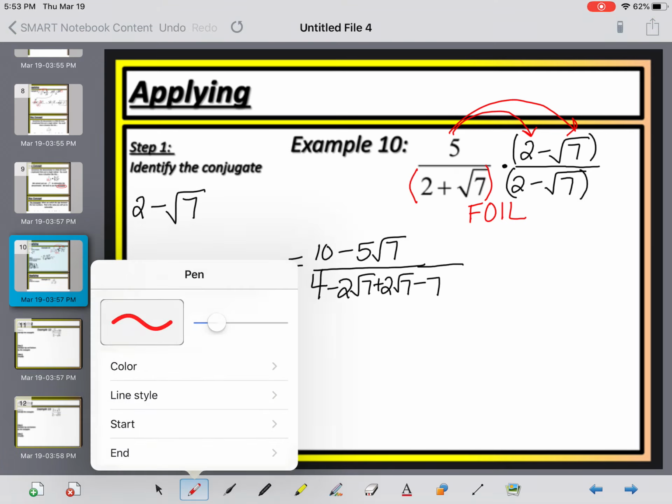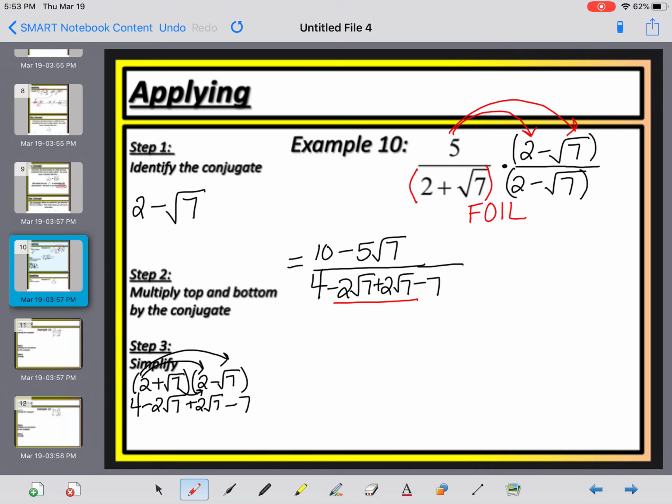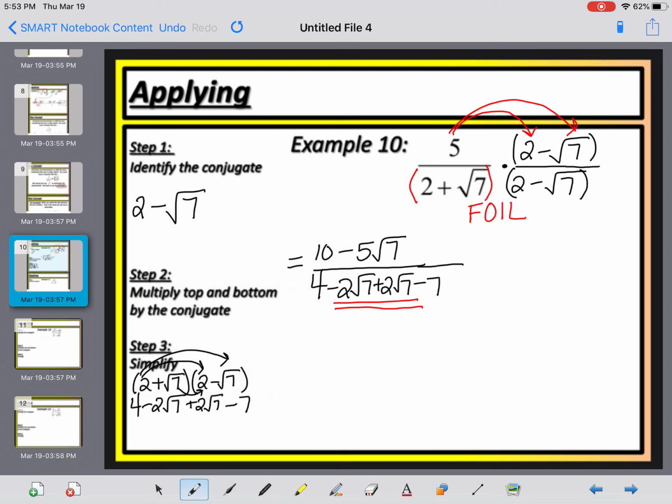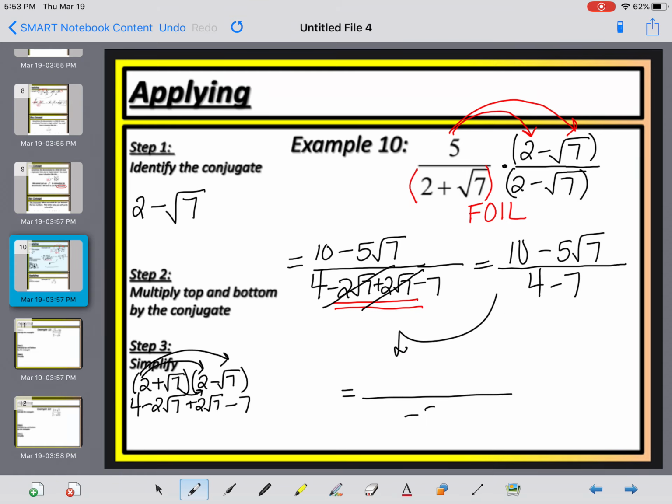What do you notice about your FOIL? Look at all 4 of those terms. Do you see that the 2 in the middle have opposite signs and that they're canceling each other out? And when that happens, you no longer have a square root in the denominator, which was the whole goal of rationalizing. So in the denominator now, I just have 4 minus 7. 4 minus 7 is negative 3.